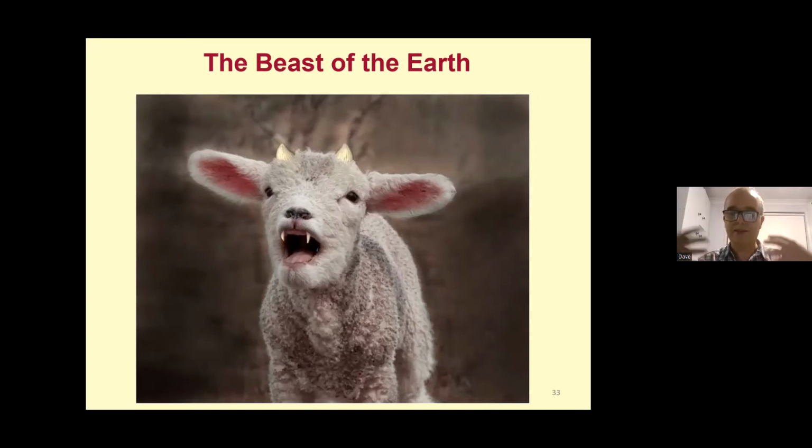All right, so thanks, Michael. So John sees the emergence of a beast that comes from the earth. Now, this is the Roman earth. Remember when we talk about earth, it's the Roman earth. This is the Holy Roman Empire.